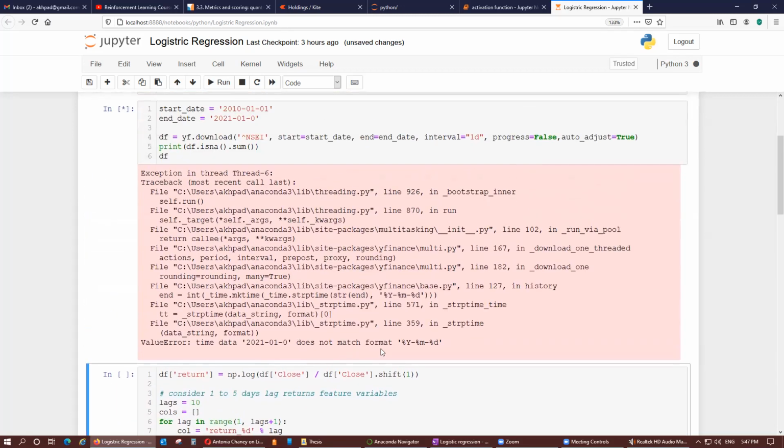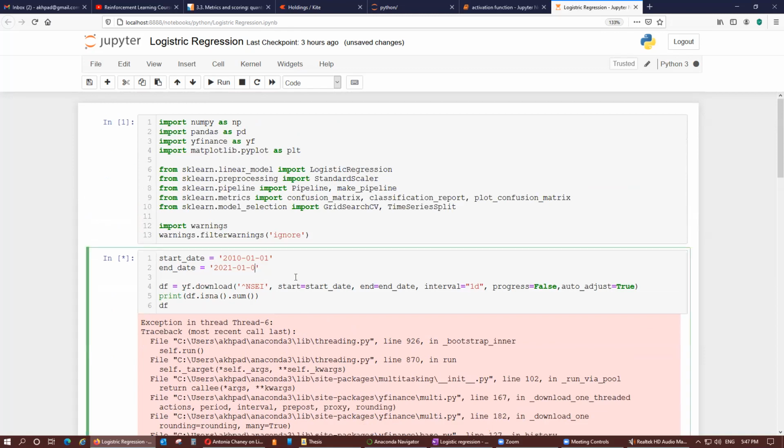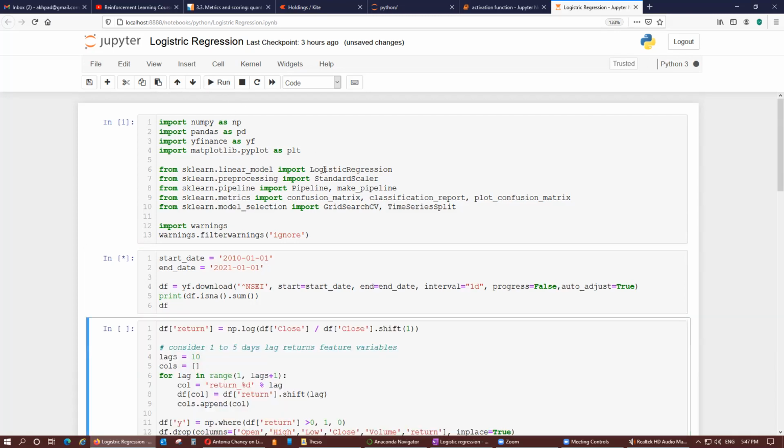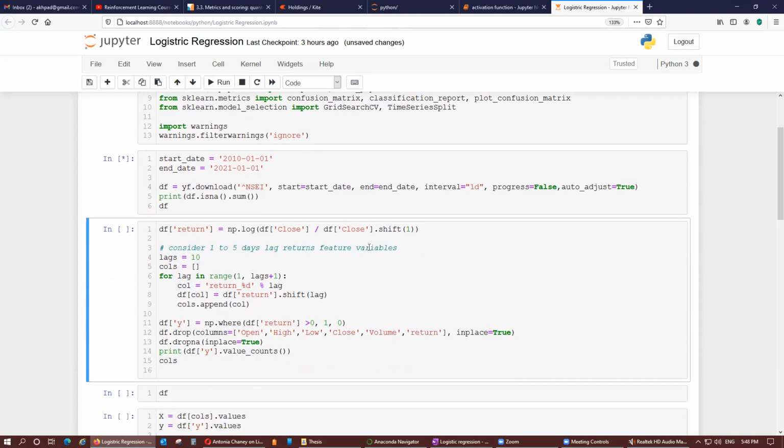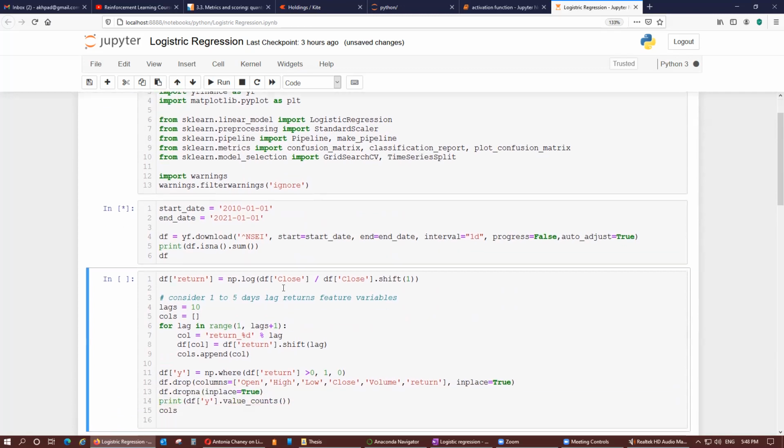What is this? It does not match the format. This is what I did, 01. Sorry. Okay, so this is fetching all the data, and it should come very soon. It's taking some time.